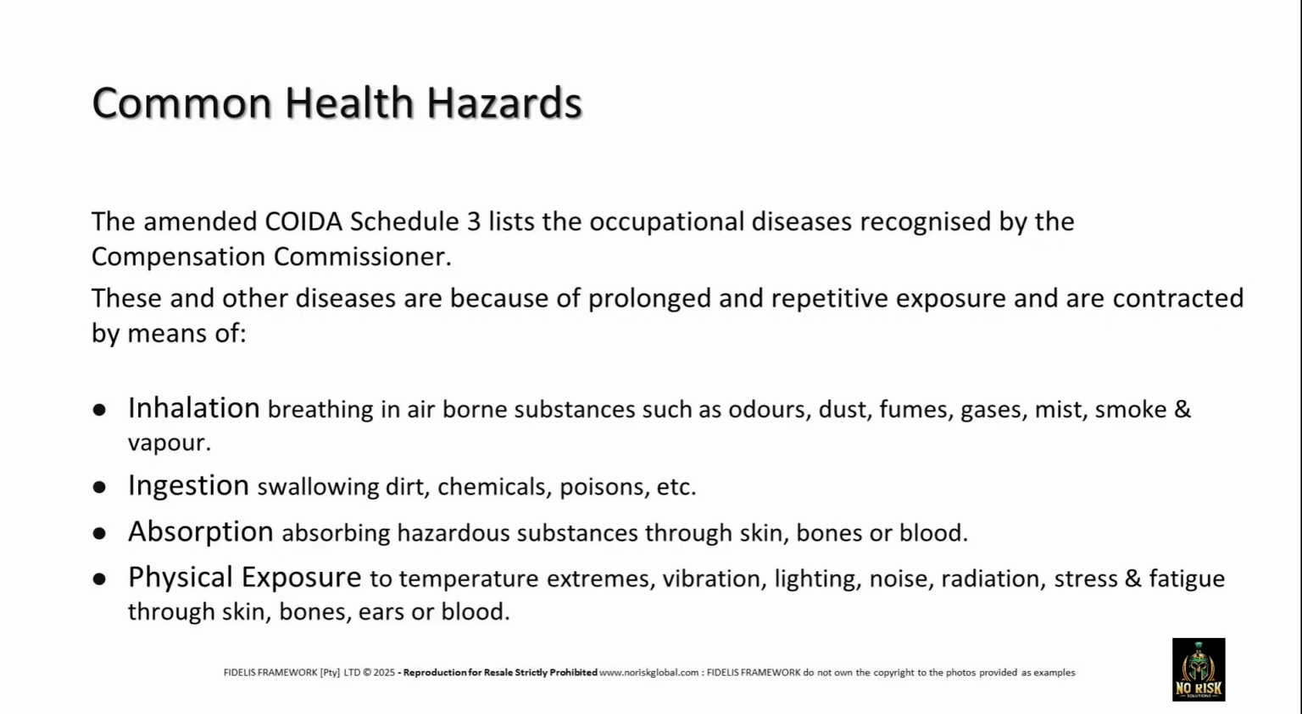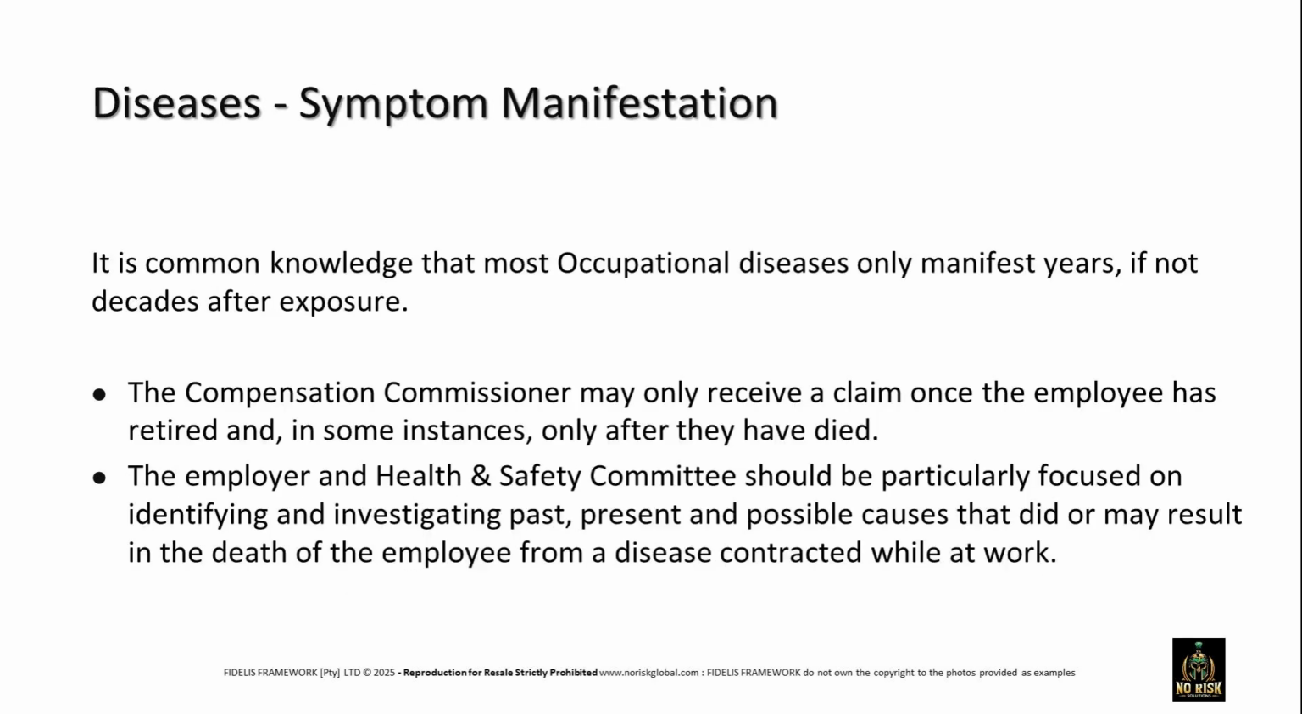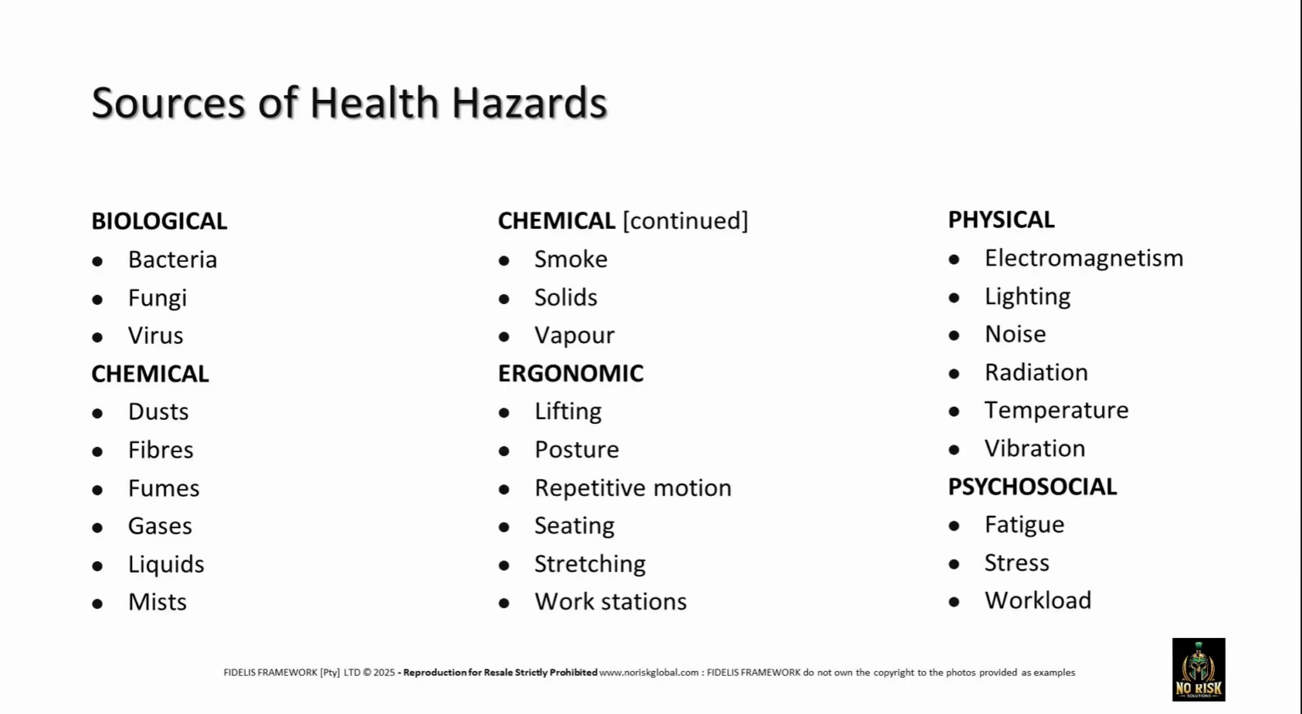Common health hazards include diseases from prolonged exposure to harmful substances. These can be inhaled, ingested, absorbed, or result from physical exposure to extreme conditions. Occupational diseases often manifest years after exposure. It's crucial for employers to investigate potential causes and ensure safety measures are in place to prevent such diseases. Health hazards can be biological, chemical, ergonomic, physical, or psychosocial. Each category presents unique risks that need to be managed to ensure workplace safety.